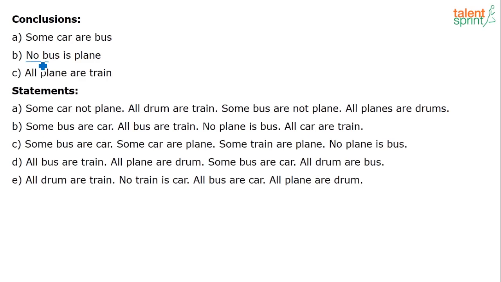Now to get a universal negative statement, when will you get a universal negative conclusion like this? Look at the conclusion now. Here the conclusion is no bus is plane. Only when there is a universal negative statement, you will get a universal negative conclusion. See, only if I give no A is B, then only I can say no B is A.